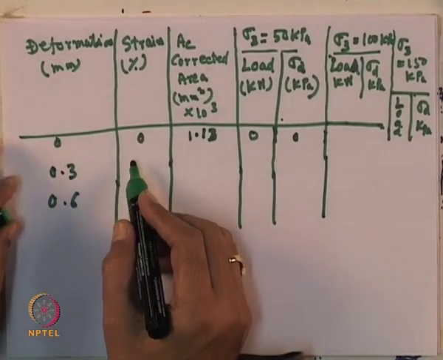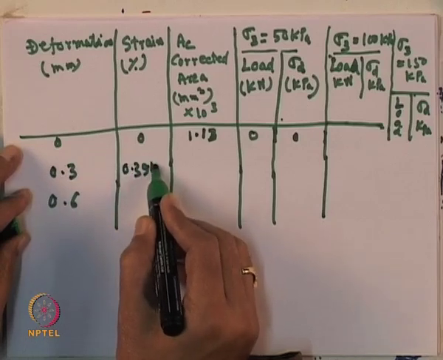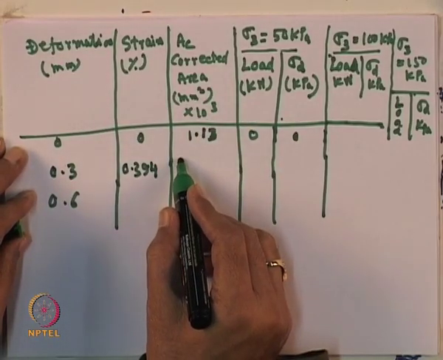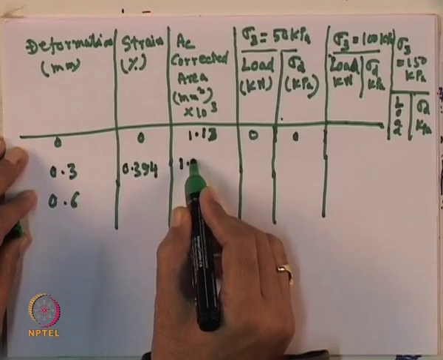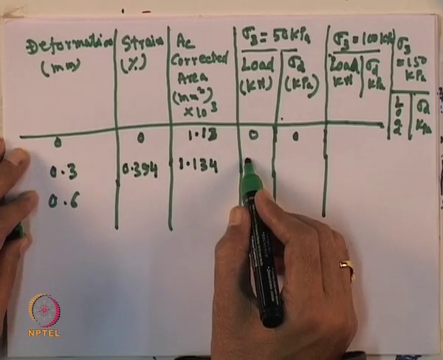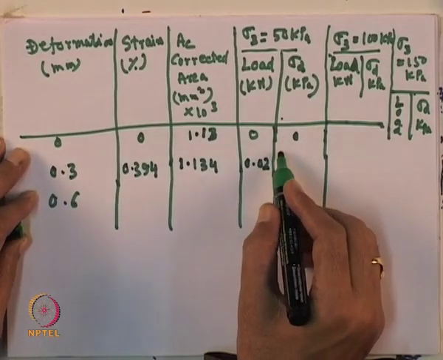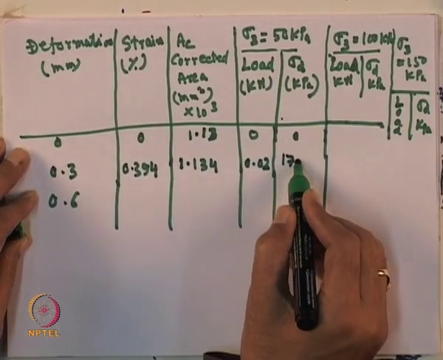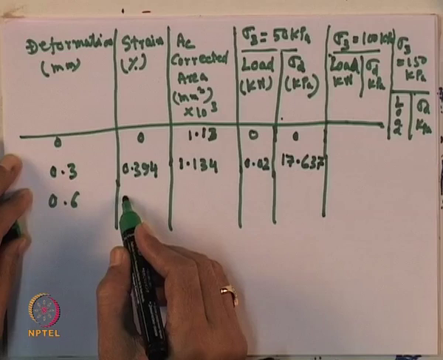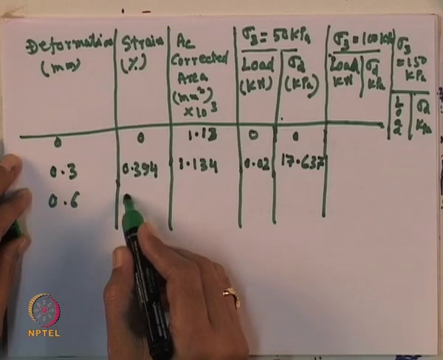So, let us say for a deformation of 0.3, the strain value is 0.394, the corrected area AC you can have is 1.134, and the load is 0.02, and the deviator stress is 17.637.